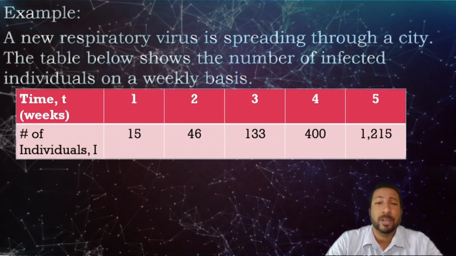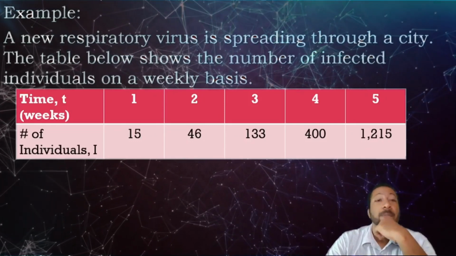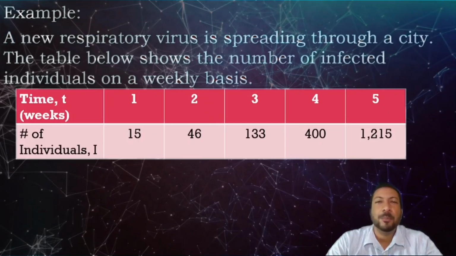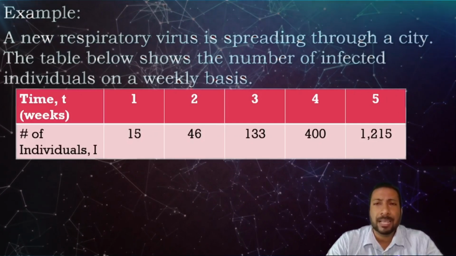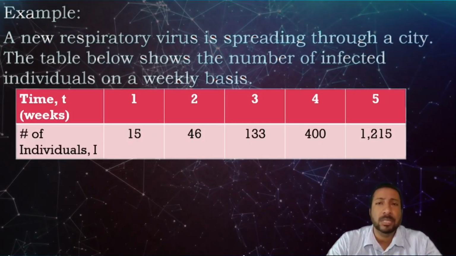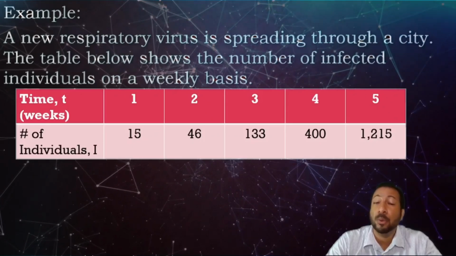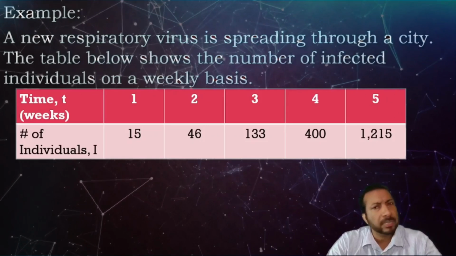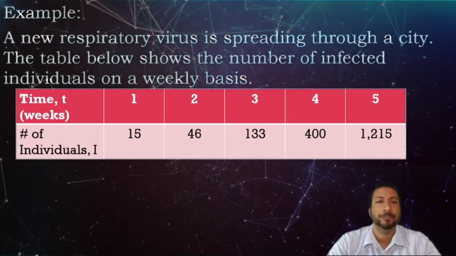A new respiratory virus is spreading through a city. Sounds familiar. The table below shows the number of infected individuals on a weekly basis. So we have the time, t, that is measured in weeks. So week 1, there were 15 individuals, I, who were infected. Week 2, 46. Week 3, 133, and so on and so forth.